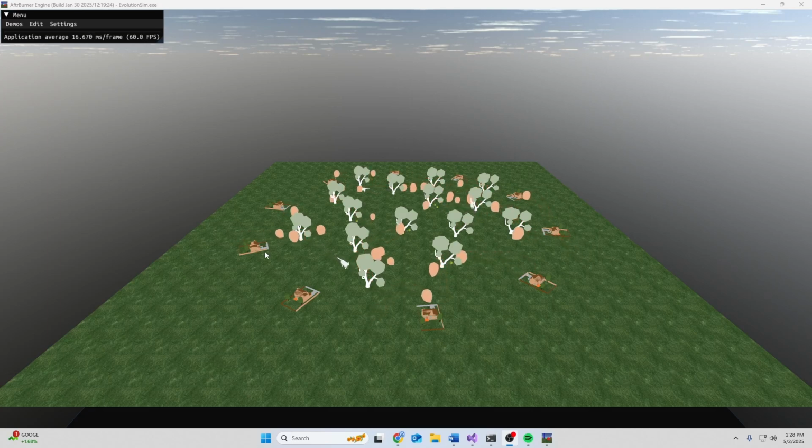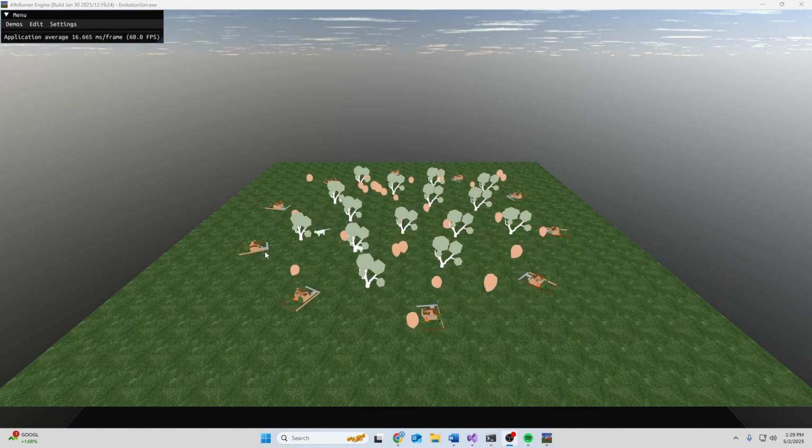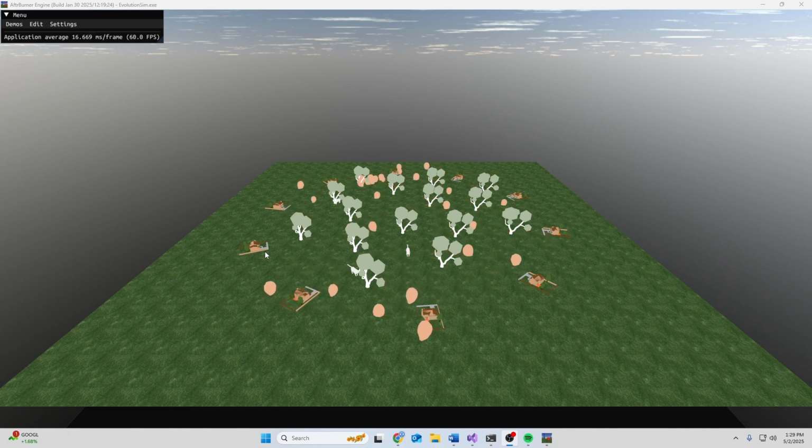Hello everyone. This is a demo of my evolution simulation I created as my final project for Fundamentals of Game Engine Design. My goal was to model evolutionary processes in a small ecosystem populated by AI actors with different physical and behavioral traits affecting how they interact with each other in their environment.